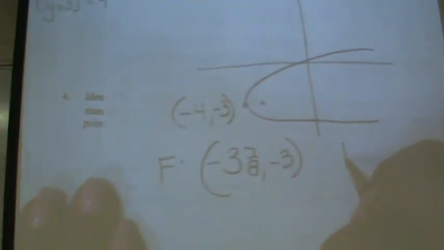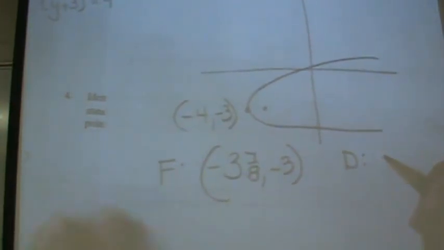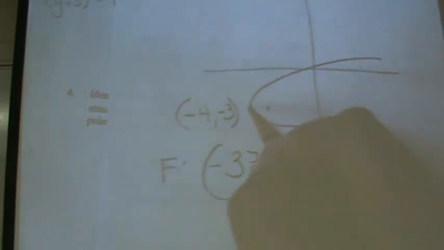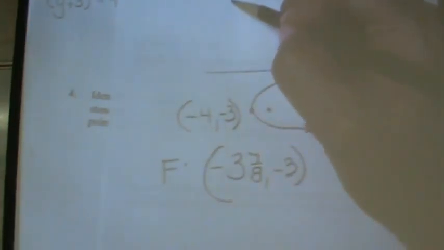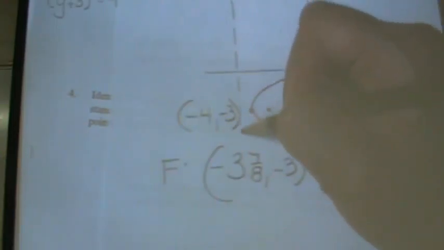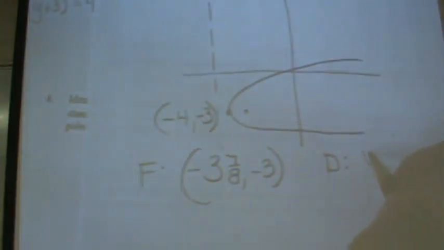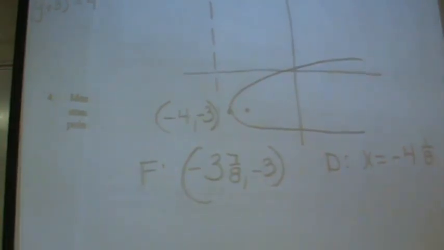Could you give me the equation of the directrix? You would go 1/8 the other way. How would you write the equation of the directrix? X equals -4 and 1/8. It's a line.